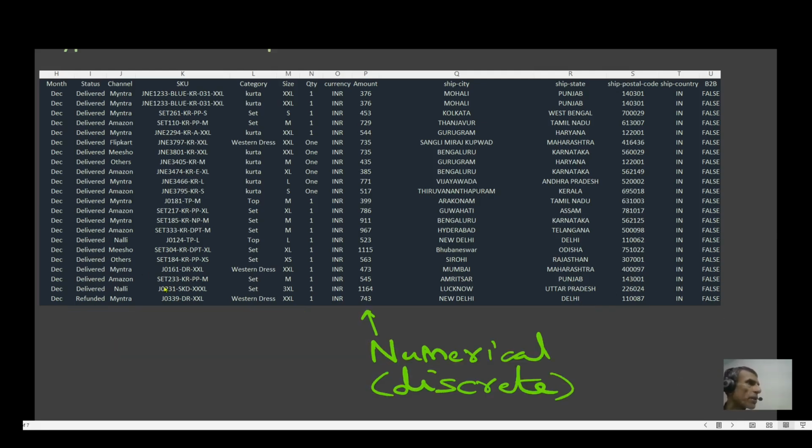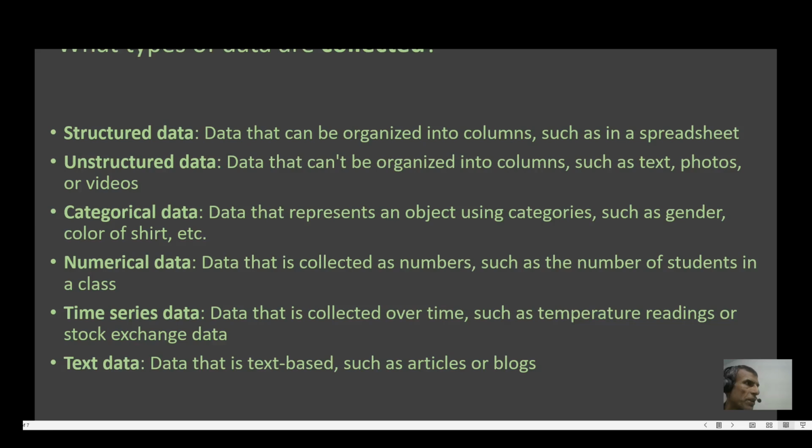And this one right here, in this case it's actually the same table, and amount is basically numerical discrete. Just by looking at this you can tell that the numbers are whole numbers, they are not taking any fractions. So this is going to be numerical values, more specifically discrete.